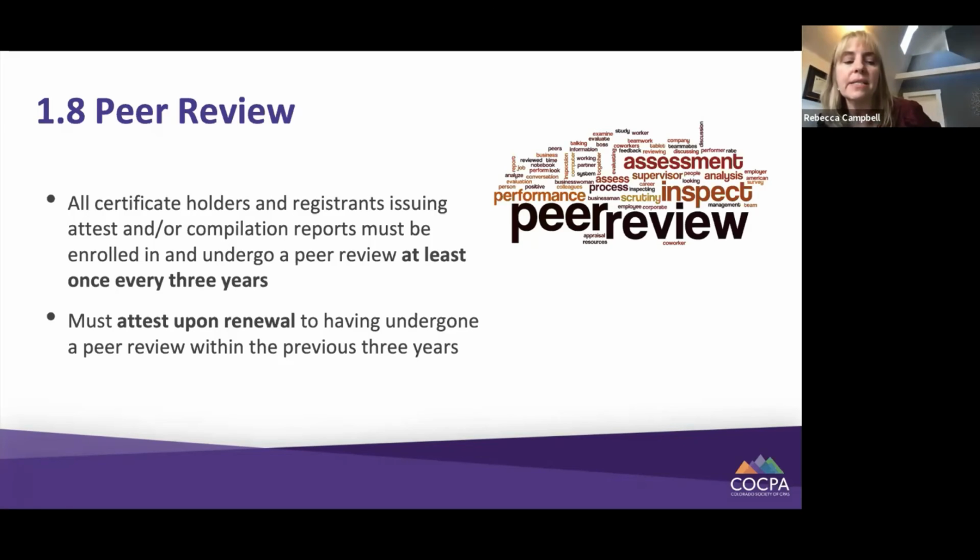A question that I sometimes get is whether your firm, upon renewal, has to attest that they're undergoing peer review. If you have your own firm, you have to attest it, but your firm will attest about peer review upon their renewal.